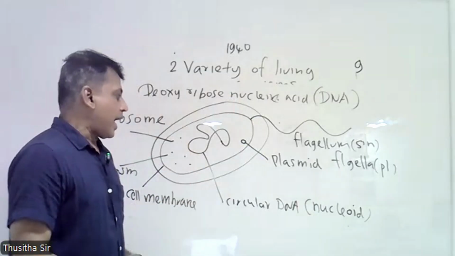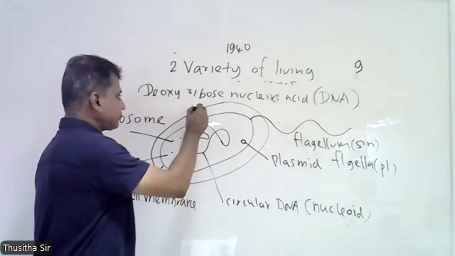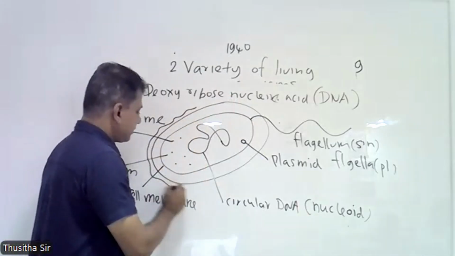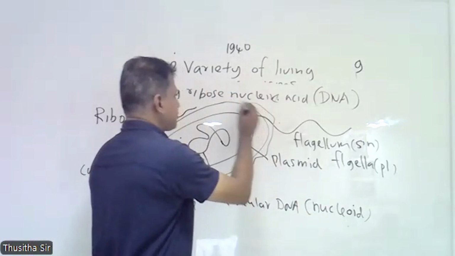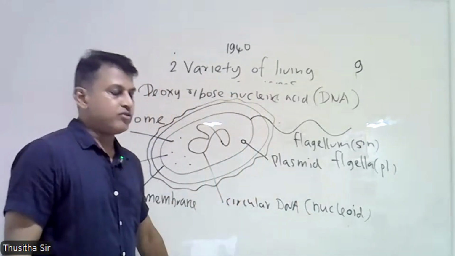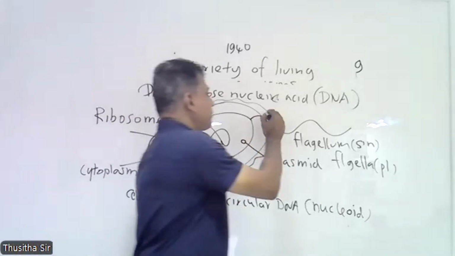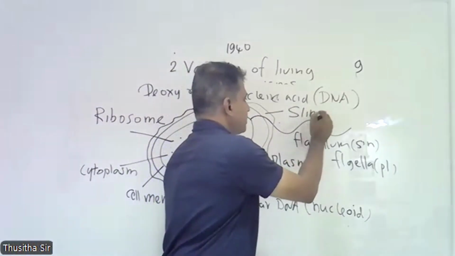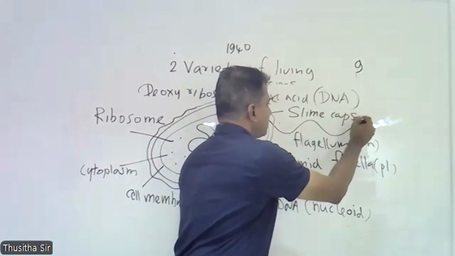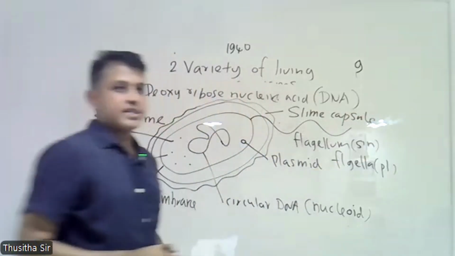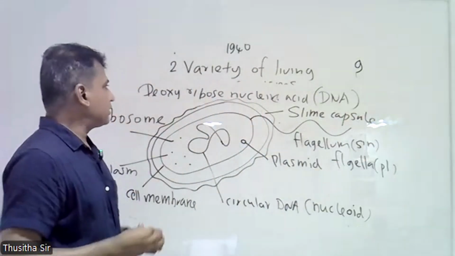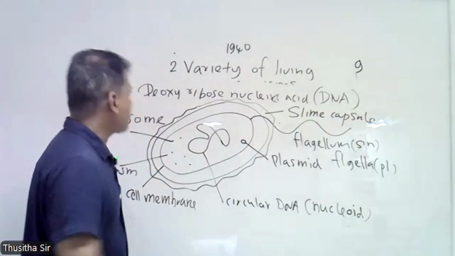And the last thing we're going to write, the last point: they have a slime capsule. Outside the cell wall, there's a sticky layer called the slime capsule.